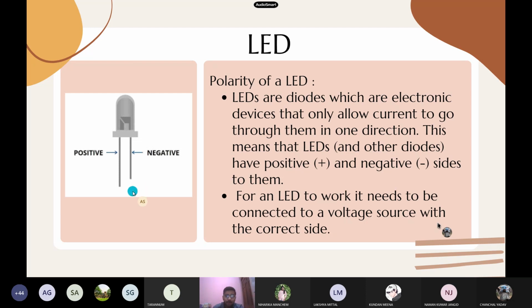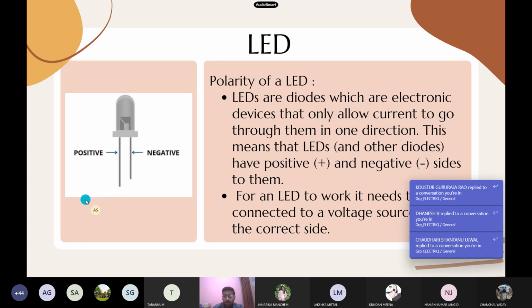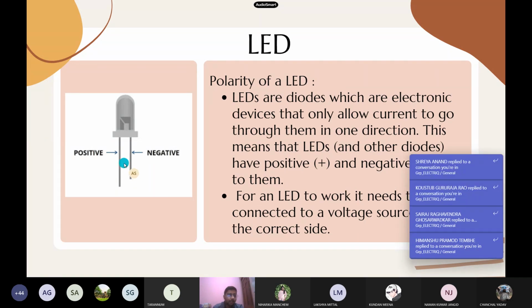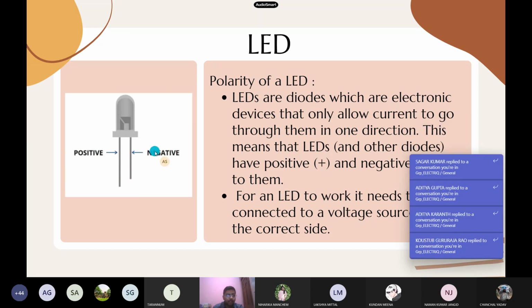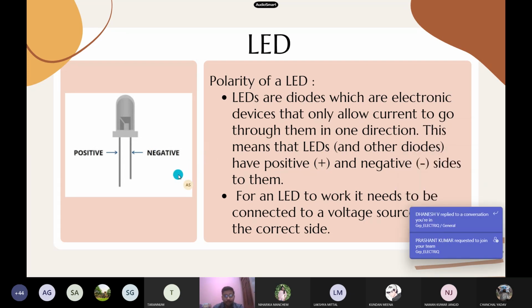Try out. What will happen when you connect the LED the other way around? It won't glow, right? Why? Because LED is basically a diode, and diode conducts current only in one particular direction. So if you connect the other way around, current will not flow and LED will not glow. Also, it is possible that LED might blow off.